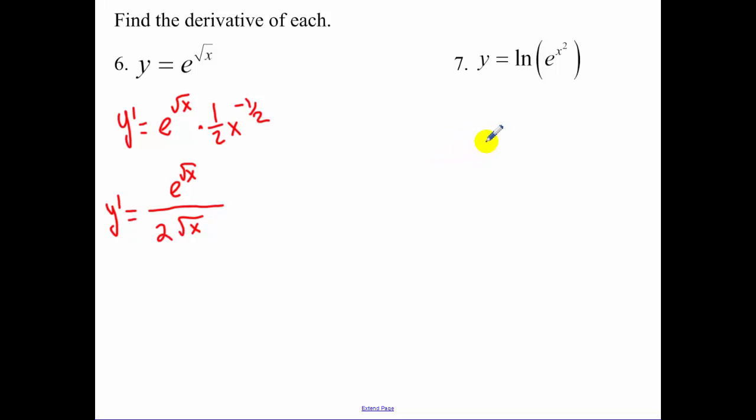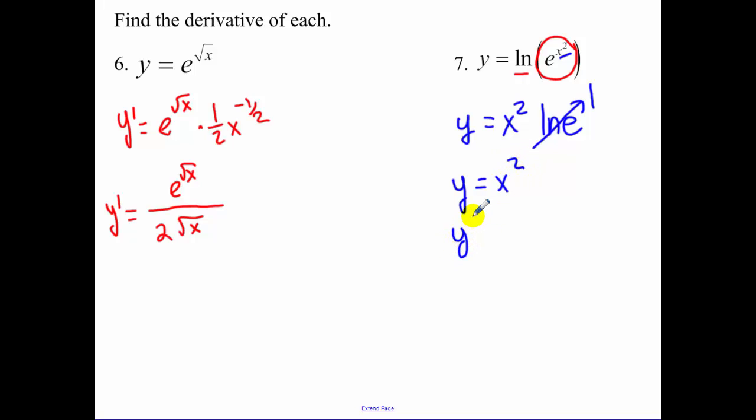Number 7, remember, when you have a logarithm and an exponential with the same base, you can pull whatever is in the exponent out in front. This simplifies to y equals x squared times ln of e. Remember, ln of e is 1. So that whole equation simplifies to x squared, and y prime is equal to 2x. Always a fun trick for math teachers and the AP.